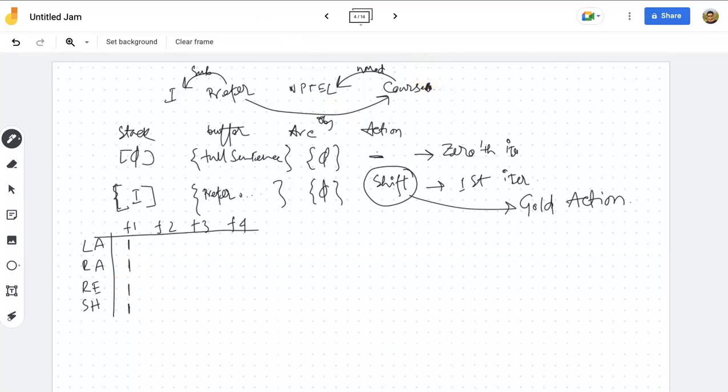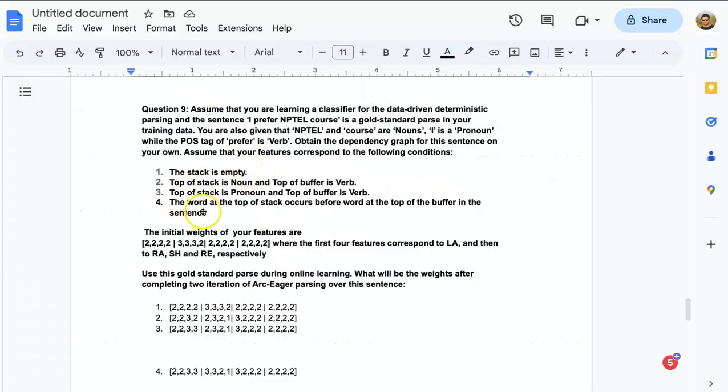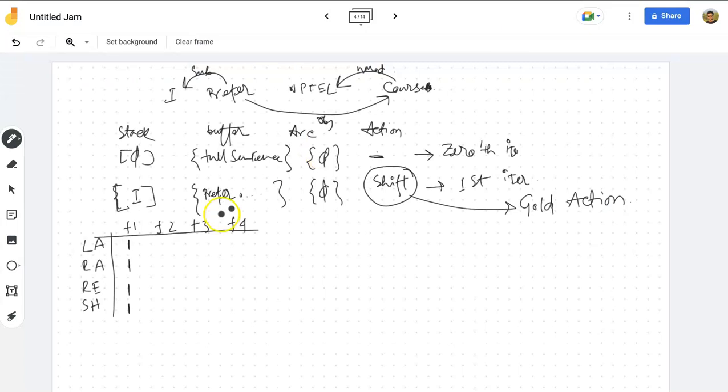Now check for the other features. For all these features, there are constants: top of the stack is noun, top of the stack is pronoun, or something like that. But in the beginning, there is nothing on the top of the stack. So for all these features, the value will be 0 for all these actions, because there is nothing on the top of the stack. Irrespective of the actions, this value will be 0.